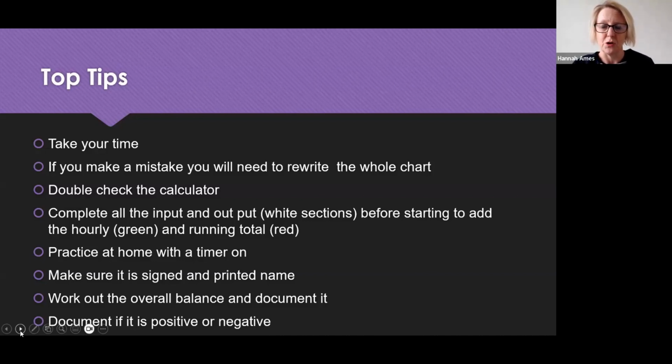They normally provide 2 copies of the chart in case you do that. Just double check the calculator. Sometimes we input the wrong number or an extra 0. So look at those numbers. Do they look correct? Are they looking not quite right? Have I done something wrong on the calculator? Don't just take whatever the calculator says as the correct answer. Like I just talked about previously, complete all the input and all the output, so all the white sections, then do your hourly green section, then do your running total red.